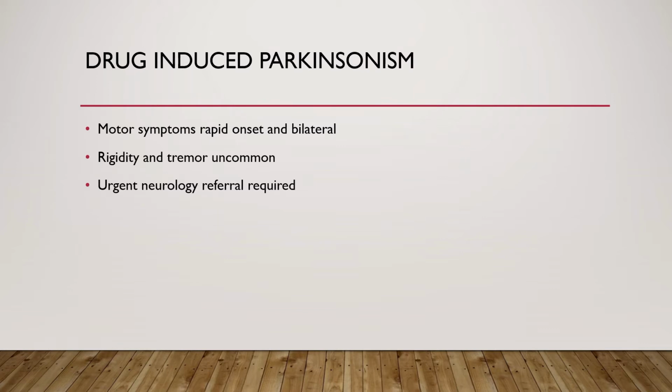The way you differentiate between drug-induced Parkinsonism and Parkinson's is primarily by looking at their motor symptoms. In drug-induced, they're much more rapid onset and they're bilateral. They also don't tend to have rigidity or tremor at rest. Unlike Parkinson's, you usually have just the bradykinesia, and if you're suspecting it, you need to urgently refer them to neurology. And if the drug that is causing their Parkinsonism is an atypical antipsychotic, you need to refer them to the mental health team as well and see if there's anything else that they could be taking instead.